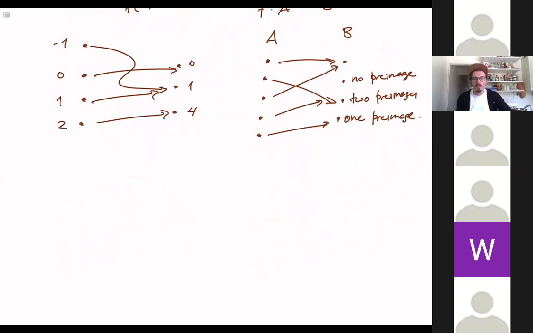So in addition to talking about particular elements, we can also define images and preimages of subsets.